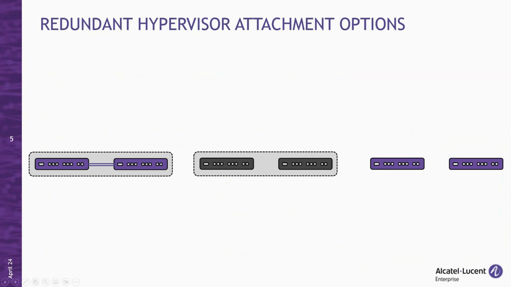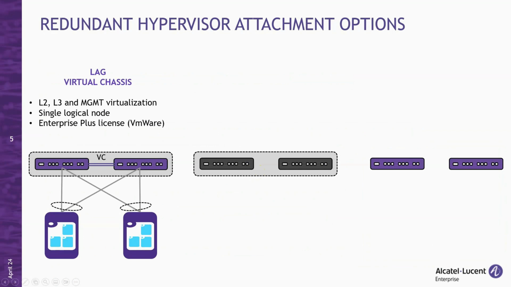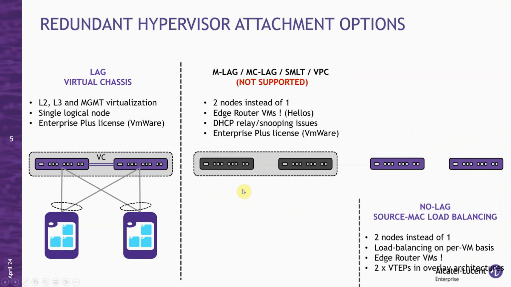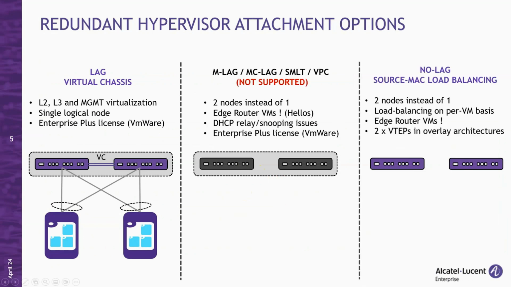So let's talk redundant hypervisor attachment options. As you can see illustrated in this slide, there are 3 options, which I will show in a minute, which are available. The first one is using virtual chassis on your leaf switches along with link aggregation. The second one is using MC-LAG with link aggregation. And the third option is to use NIC teaming with no link aggregation.